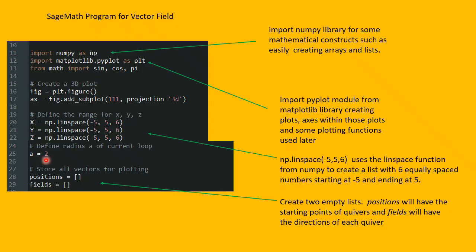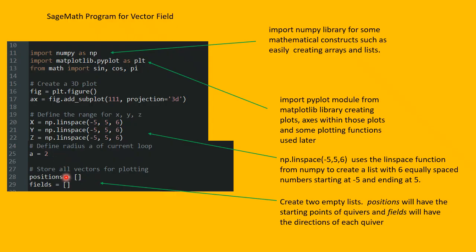Okay, coming down here, we're going to set A equals 2. Our program is going to use a circular piece of wire with radius 2, and here we're just setting A equal to 2, which we'll use as the radius later.